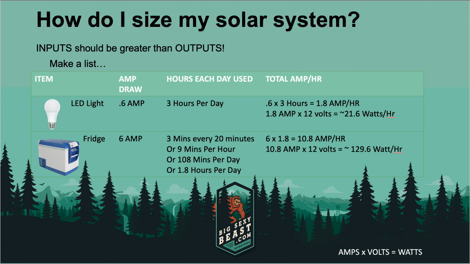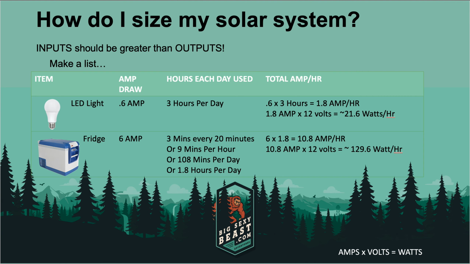Something like your fridge, though, is going to draw a lot more power, and it might be something like 6 amps. You can probably also find cheat sheets for the amp draw for different types of devices and iPhones and stuff like that online as well. But make a list of all your items and make a list of the estimated amp draw for each of those devices in the next column.